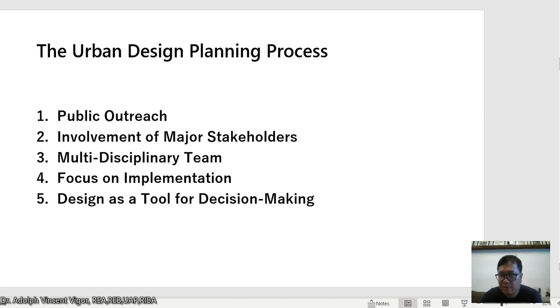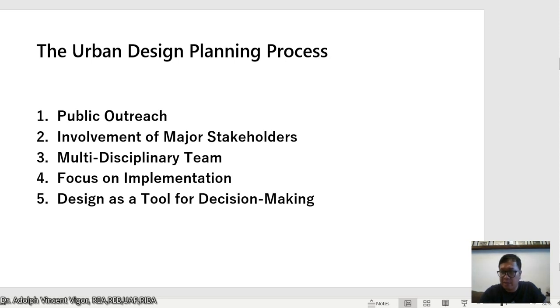And this is the urban design process. The first is public outreach. Second is the involvement of major stakeholders. So you need to identify who the major stakeholders of the project are. When you talk about stakeholders, these are those that are directly affected or will be affected by the development. Then of course you need a multidisciplinary team.